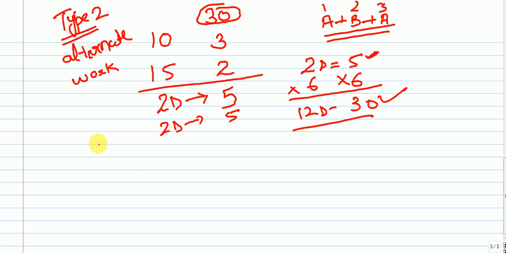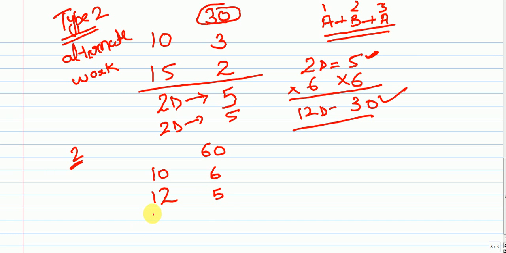Now the second problem is a little bit different. A will complete in 10 days, B will complete in 12 days. Working together, how many days? So 10 and 12, what is the LCM? LCM is 60 units. 60 by 10 is 6 units, A alone will complete. 60 by 12 is 5 units, B alone will complete.